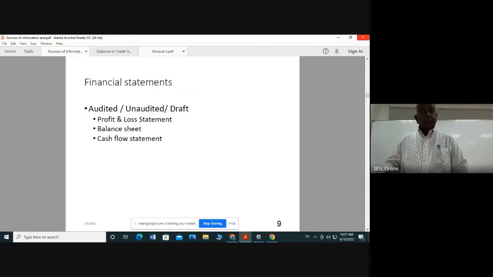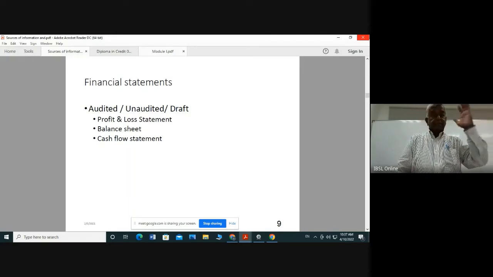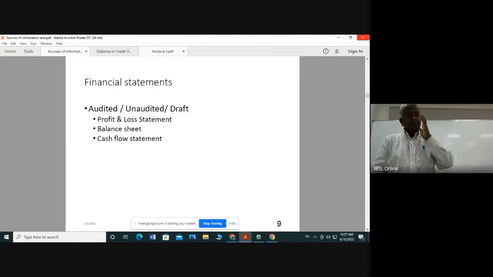You have to give them. Generally the bank asks for the last 3 years. That means the bank may ask from 2021 April to 2022 March, then 2020 April to 2021 March, and 2019 April to 2020 March. They may ask for these 3 financial statements.